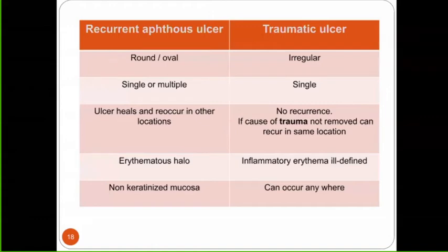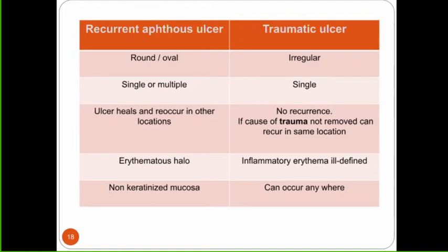Aphthae single or multiple; traumatic ulcer will be single, because of trauma only that specific area has been traumatized, so we'll have an ulcer over there. The aphthous ulcers heal and reoccur in other locations because they are always recurring. But a traumatic ulcer will heal, and only when there is new trauma can this ulcer come up. Otherwise, it will not come. And erythematous halo, very, very important.